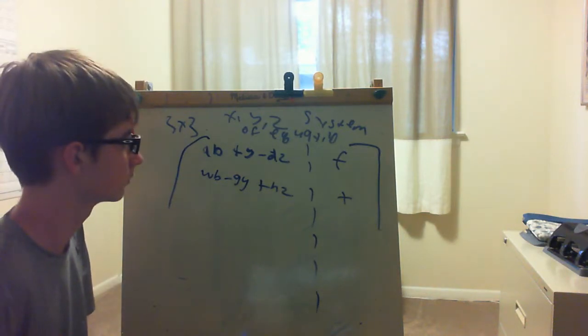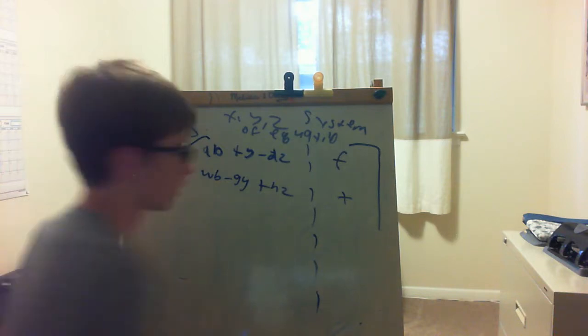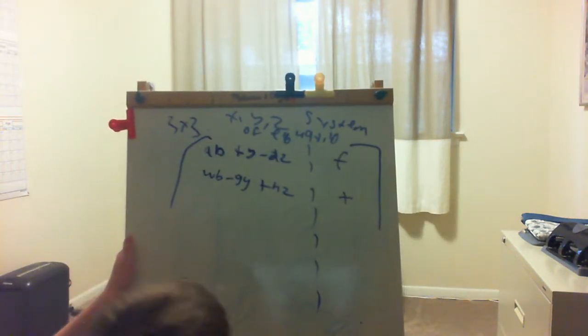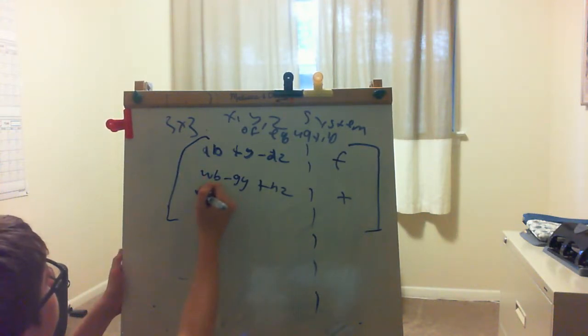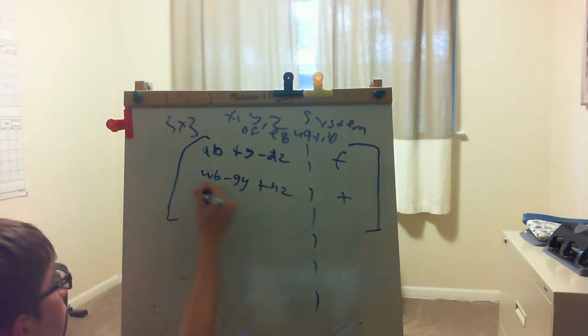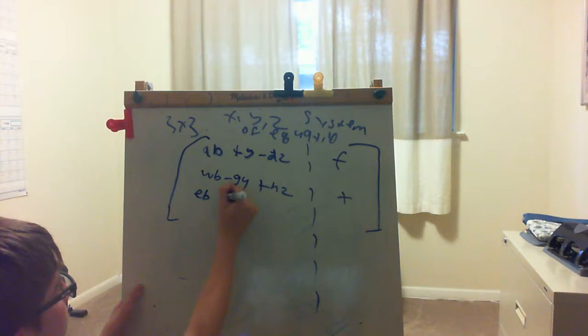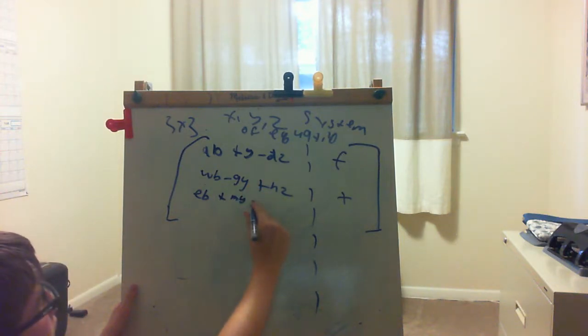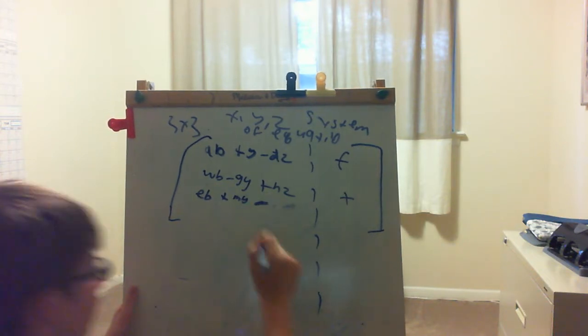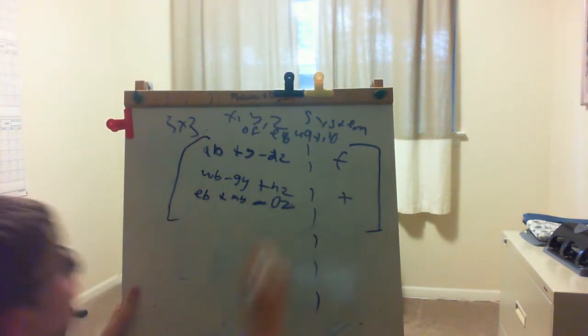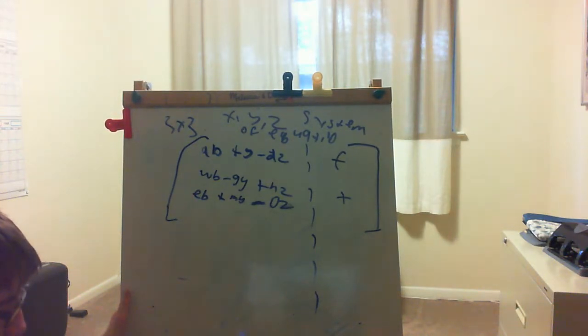And then we have, I'm a bit lost here, EX plus MY minus OZ equals N.